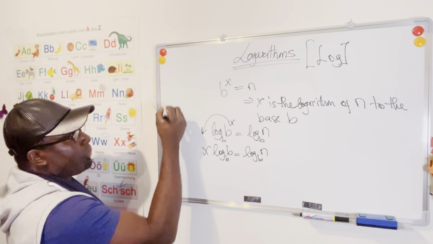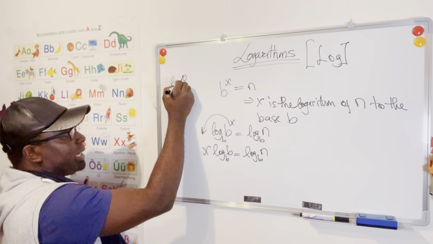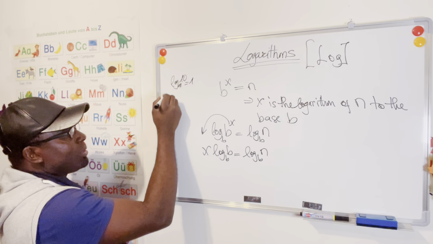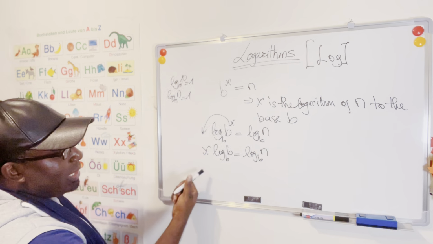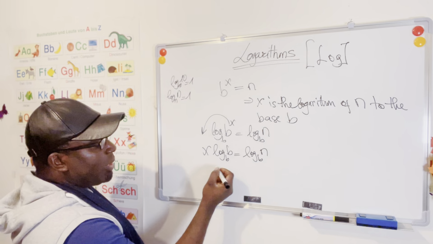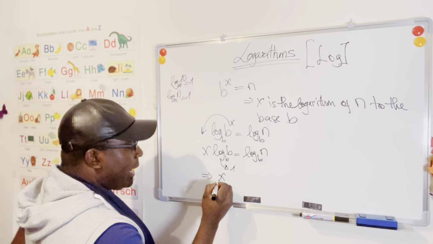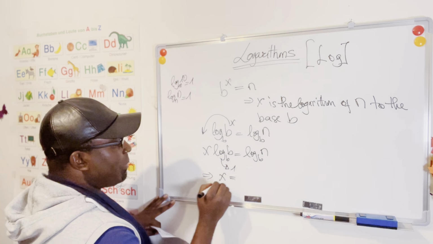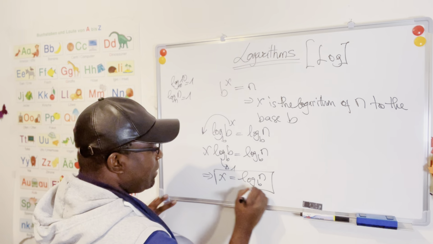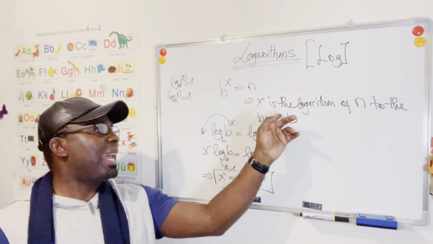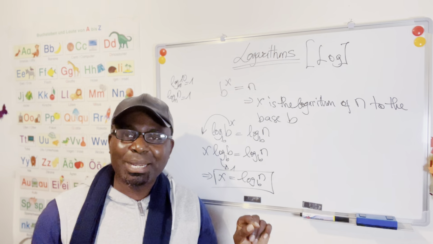And normally we know that the log of any number, for example 10 to its base 10, is equal to 1. So the log of n to the base n is equal to 1. In this case, the log of b to the base b is equal to 1, and this implies x is equal to the log of n to the base b. So that's why we say here that x is the logarithm of n to the base b. That is how this can be proven.